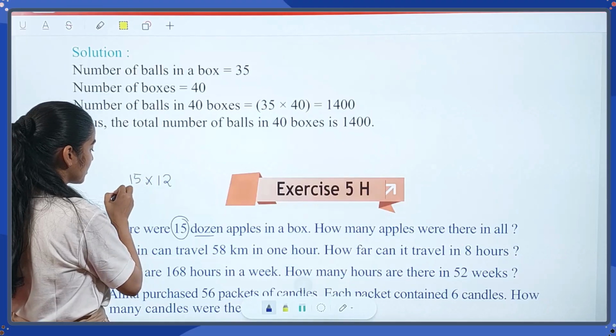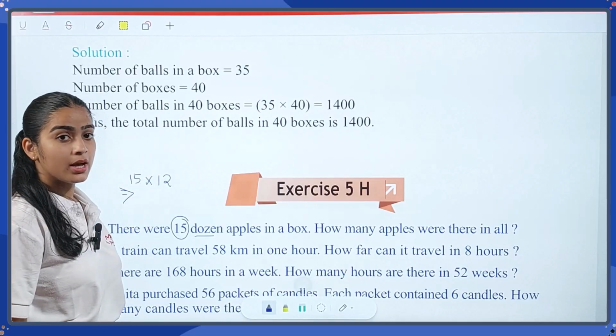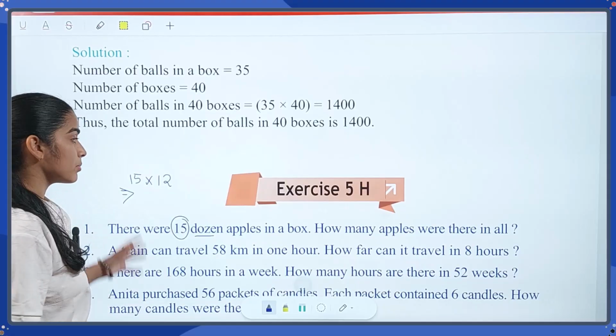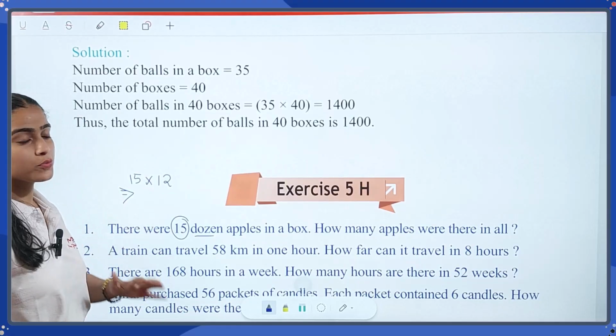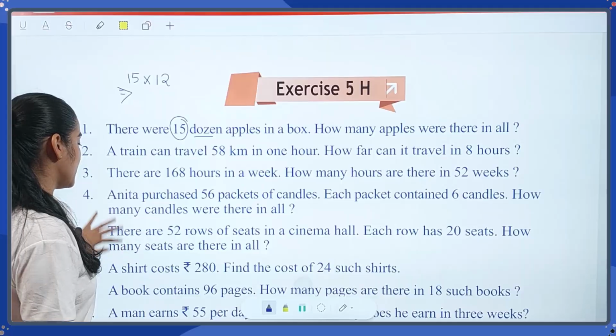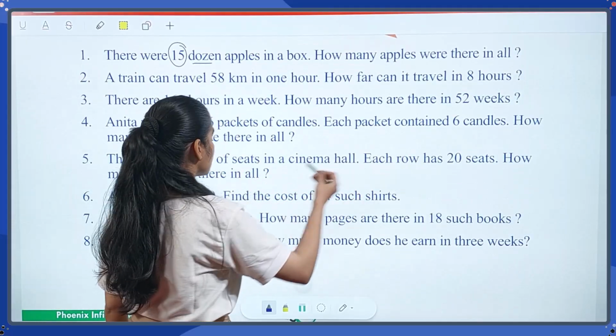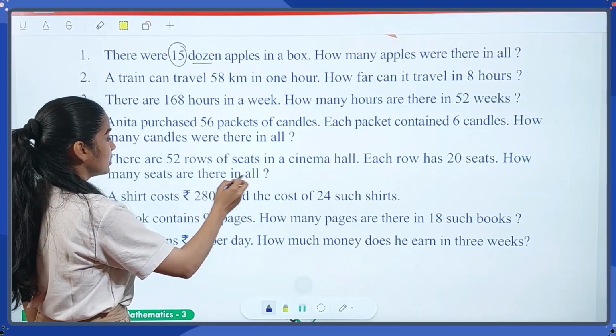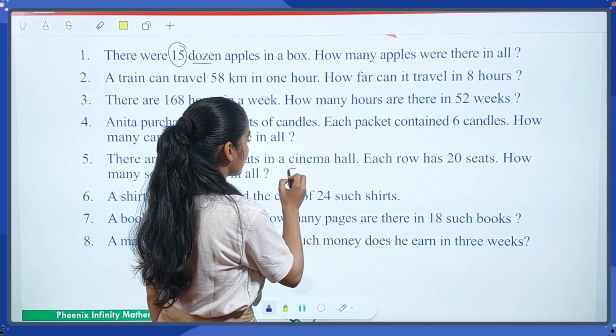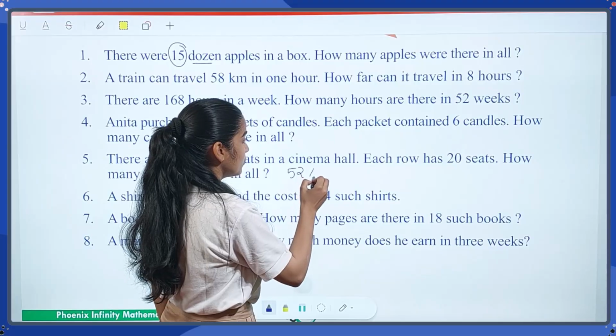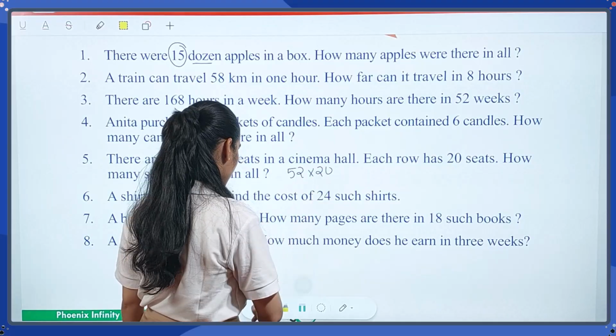You get your answer. So students, you have to do it because now we are doing multiplication so many times. I hope the concept is clear in your mind. Now there are 52 rows of seats in a cinema hall. Each row has 20 seats. How many seats are there in all? So what you have to do, you have to multiply 52 by 20. So you will get your answer.